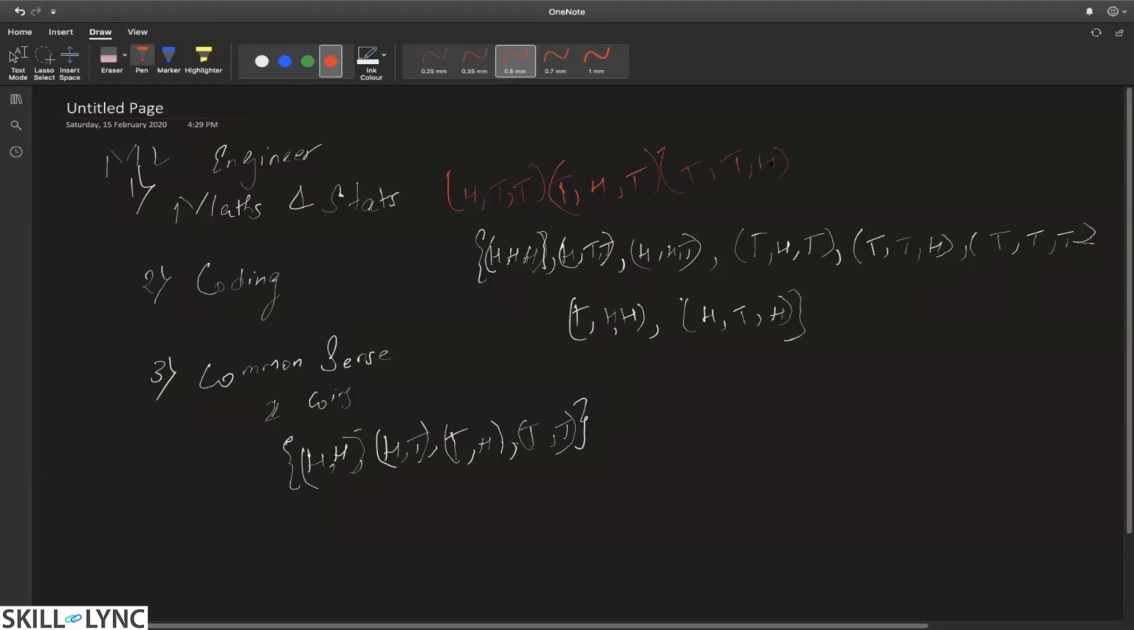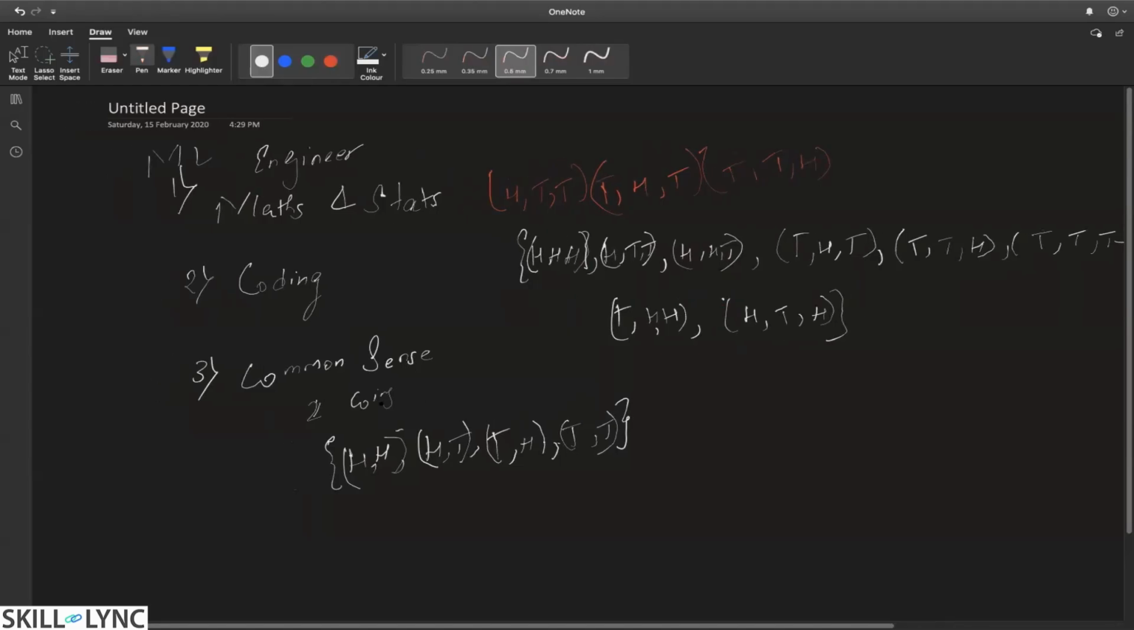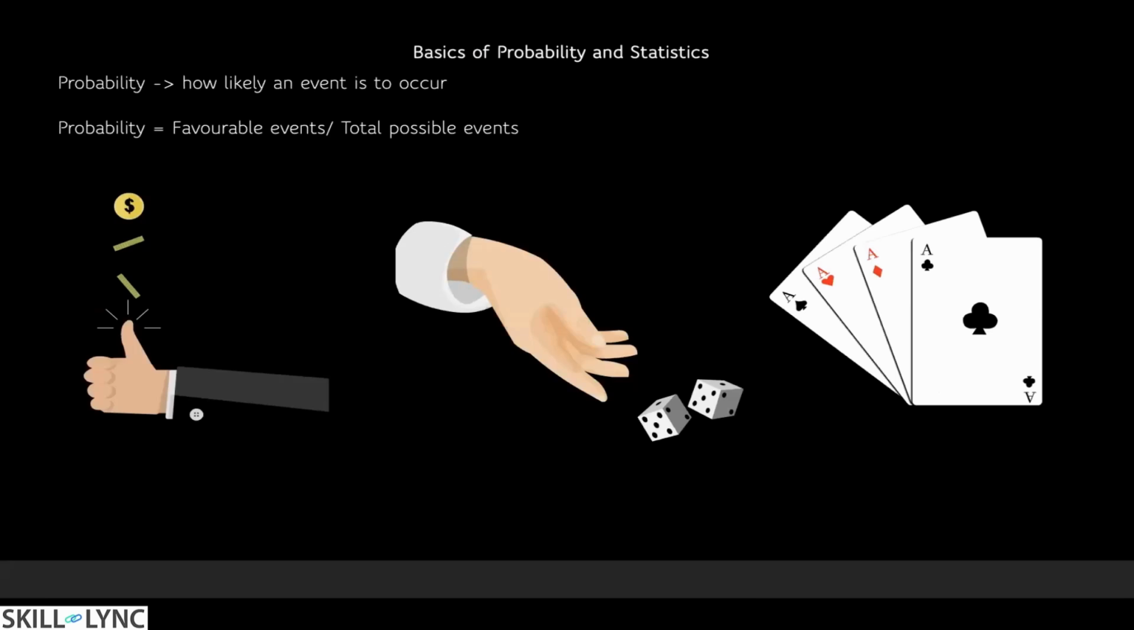Getting exactly one head, we have 3. The total favorable events are 3. Total possible events are 8, right? So going back to the slide, exactly one head, the answer would be 3 by 8. I hope everyone is able to understand this.